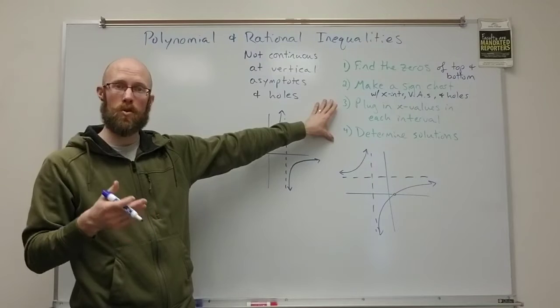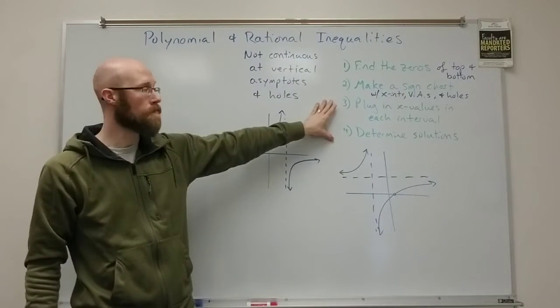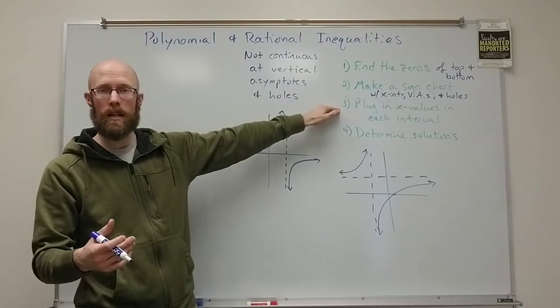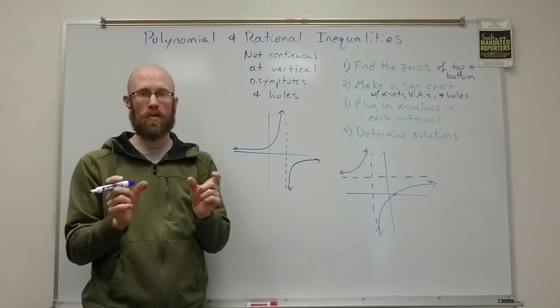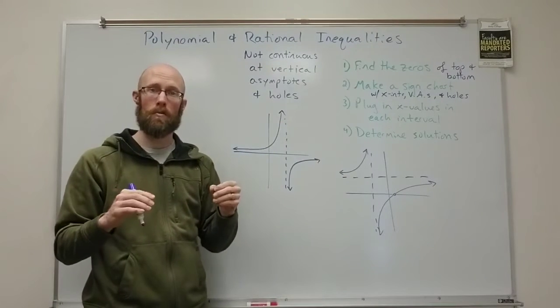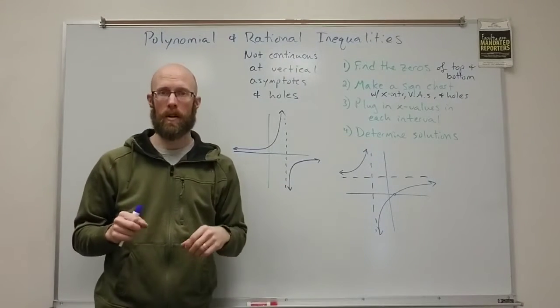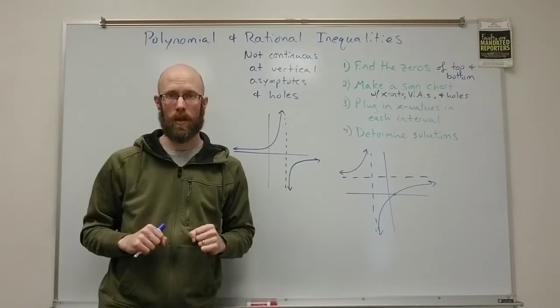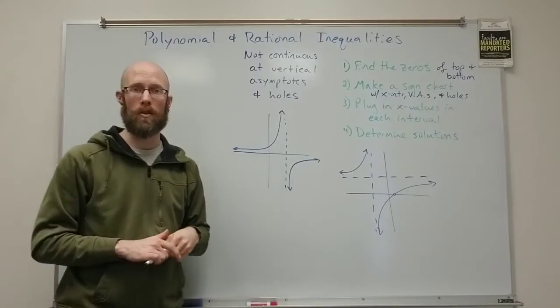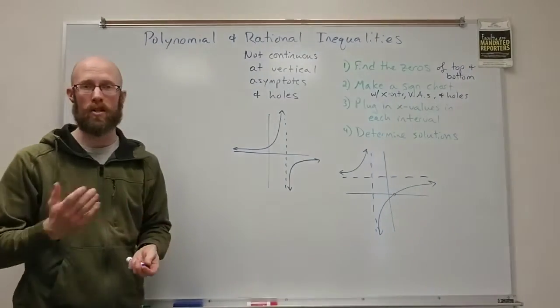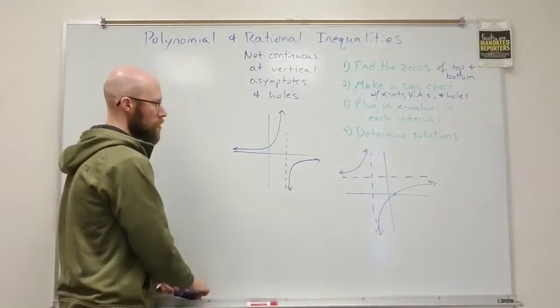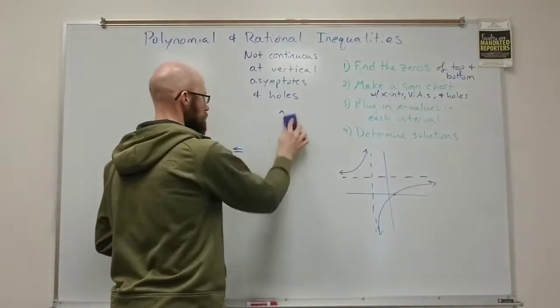Once you've established where those cutoffs can be, then you plug in x values within each of the intervals, determine the sign for the outputs in those intervals, and then that can tell you what the solution is. Okay? So that's just kind of an overview of how we're going to solve rational inequalities. Now let's take a look at a quick example.